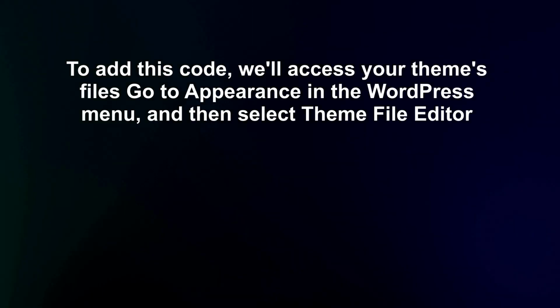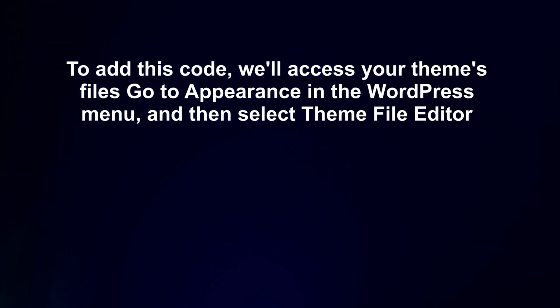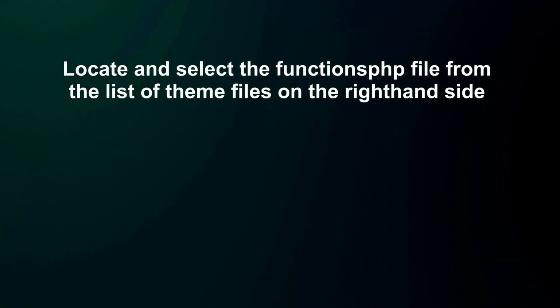To add this code, we'll access your theme's files. Go to Appearance in the WordPress menu, and then select Theme File Editor. You might see a warning about editing theme files directly. Proceed with caution. Locate and select the functions file from the list of theme files on the right-hand side.